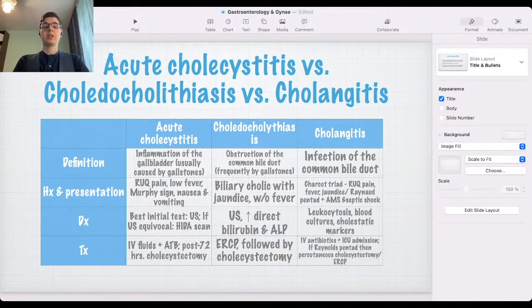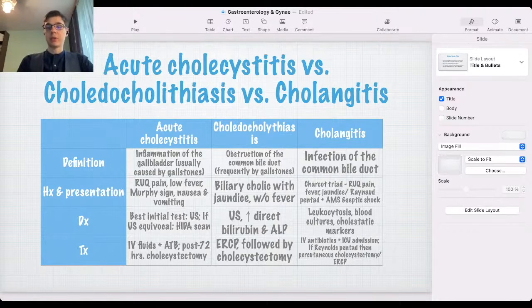Acute cholecystitis is diagnosed initially with ultrasound. If the ultrasound is equivocal, then we go for the HIDA scan, as we did in the previous question. On the other hand, for choledocholithiasis, we do not do only the ultrasound, but we do some lab work, namely we go with direct bilirubin and we see an increase in alkaline phosphatase.